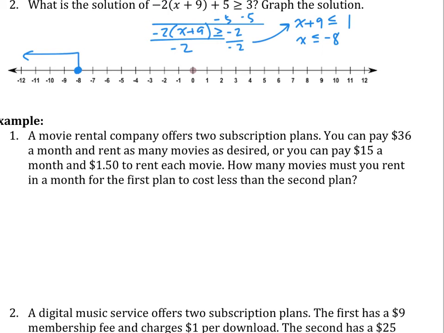All right, let's look at some word problems. First question says, a movie rental company offers 2 subscription plans. You can pay $36 a month and rent as many movies as desired, or you can pay $15 a month and $1.50 to rent each movie. How many movies must you rent in a month for the first plan to cost less than the second plan? Okay, that's a lot of words.